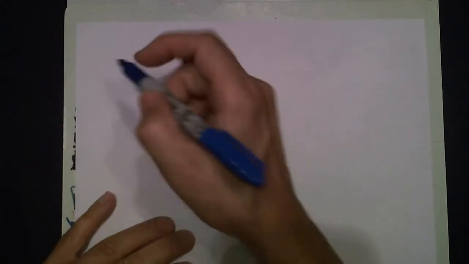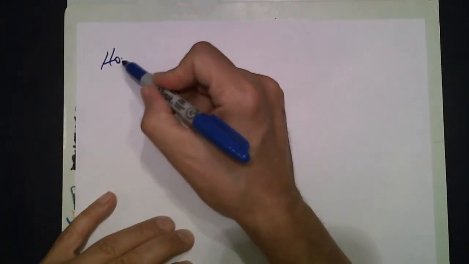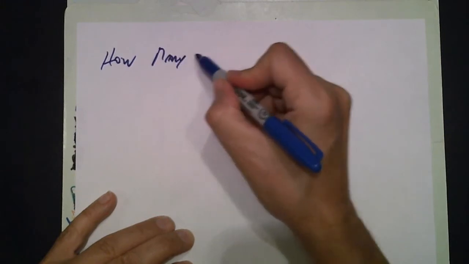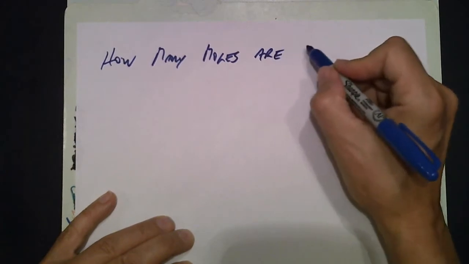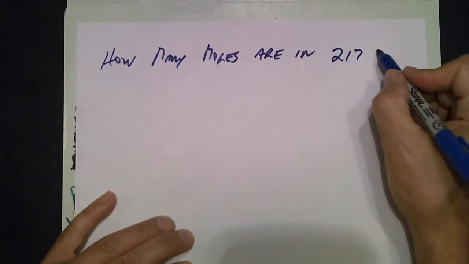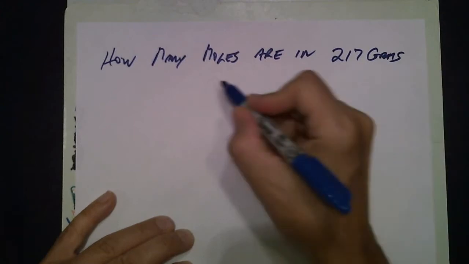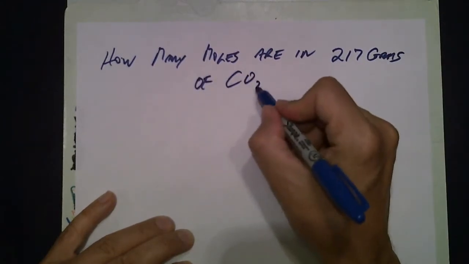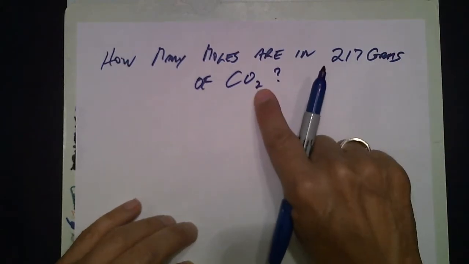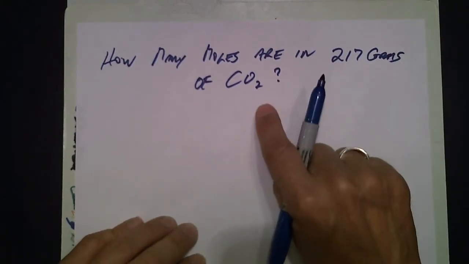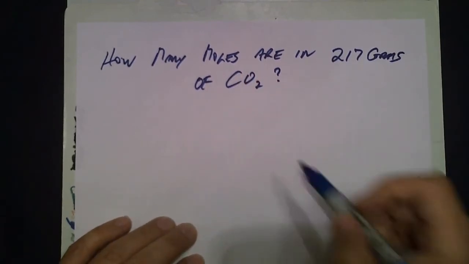I'd like to go over a topic that we covered in our last lecture, and that it really deals with converting grams into moles. And a fair question at this point might be something like how many moles are in, say, 217 grams of carbon dioxide, CO2. Okay, so how many moles do we have if we have 217 grams of carbon dioxide?